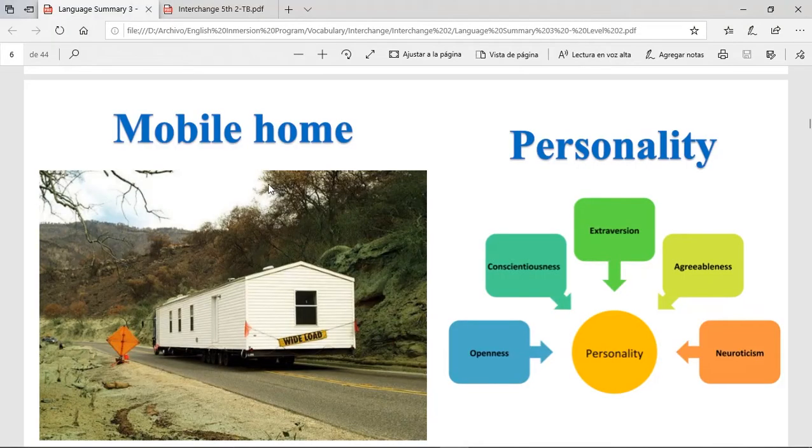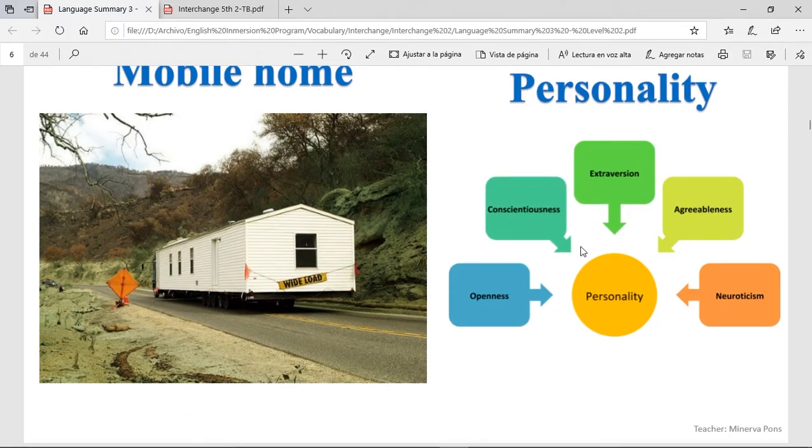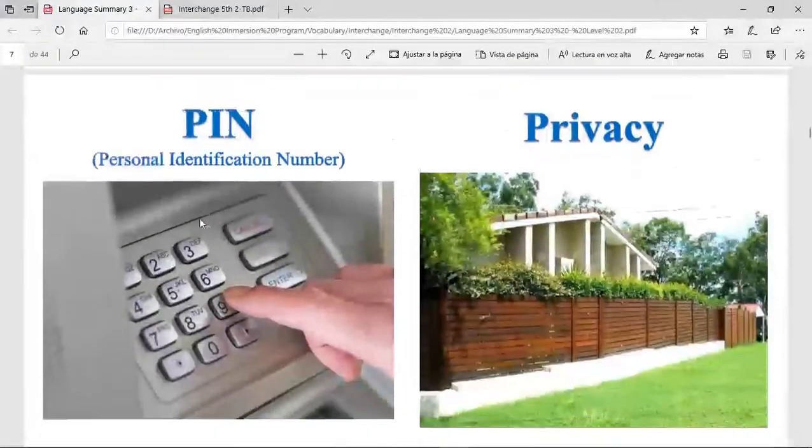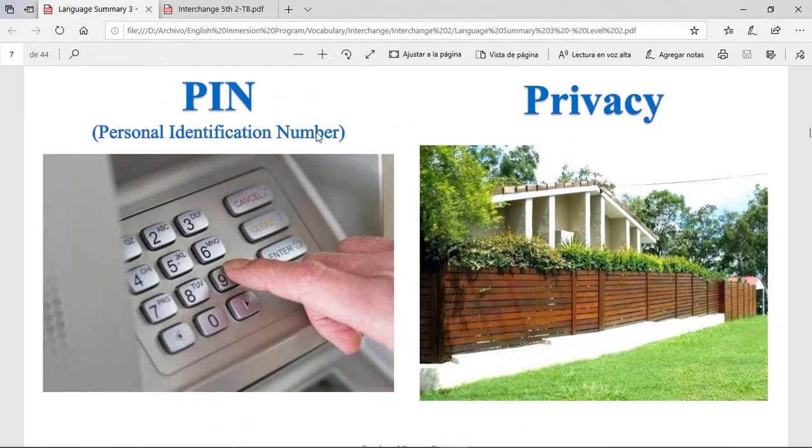A mobile home. It's a home that can move. They are usually designed so they can be on a truck so they can be moved to other places easily. Personality. Your personality is the way that you behave and you feel and you move and you do things, okay? You may be a shy person, an angry person, you may be a happy person or something like that. A PIN, personal identification number. That is what PIN stands for.